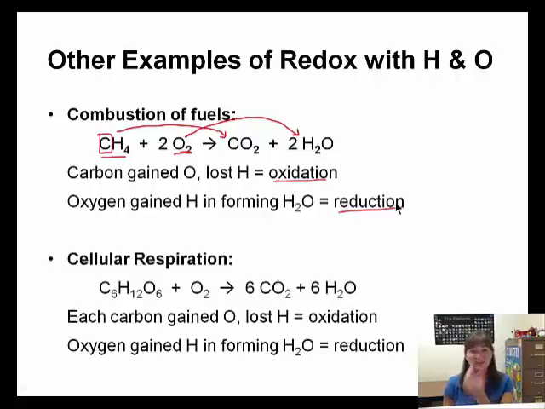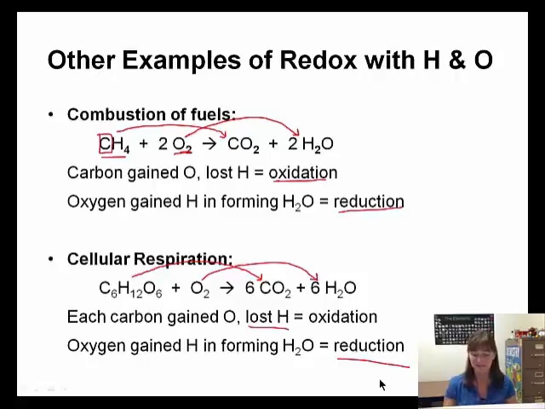Another example would be cellular respiration, where we have glucose combining with oxygen to make carbon dioxide and water. And if we look at what's happening to the carbon here, I can see it quicker by seeing that it lost hydrogen. As I look at it going from this molecule to the carbon dioxide, my glucose has hydrogen in it, and my carbon dioxide doesn't have any hydrogen. So the carbon, I can quickly see that it lost hydrogen, so it's oxidation. But we could also say that the carbon here is bonding to the oxygen, so it's gaining oxygens. If we focus on the oxygen, it is gaining hydrogen, so we say that the oxygen was reduced or went through reduction.